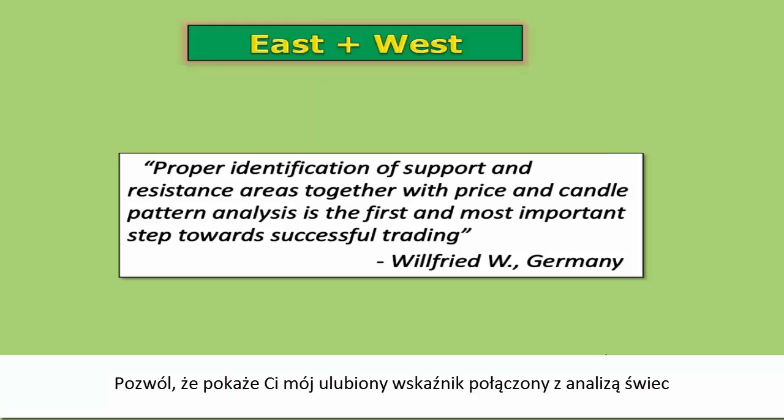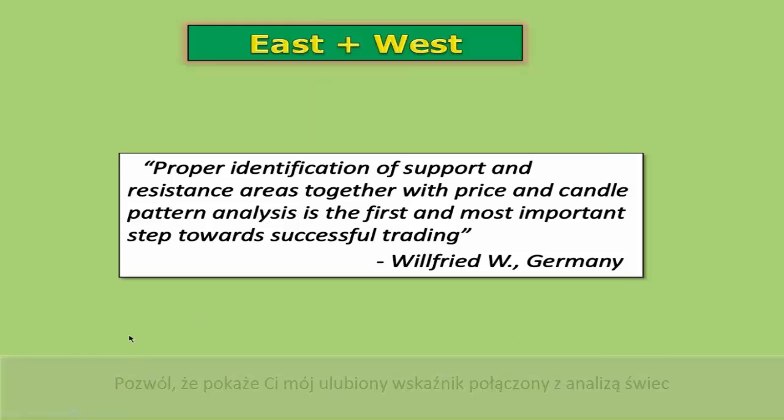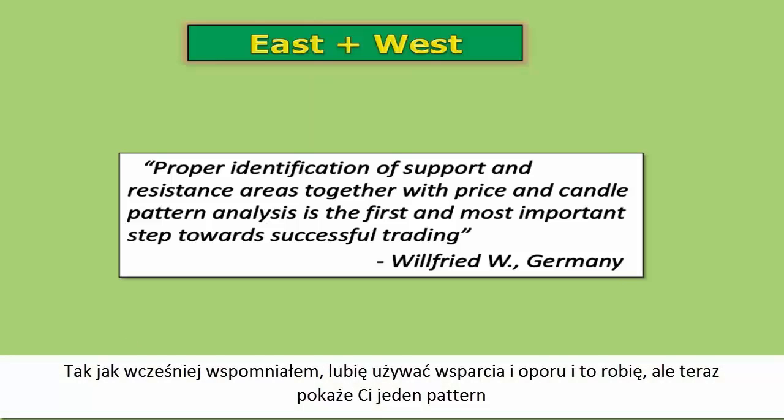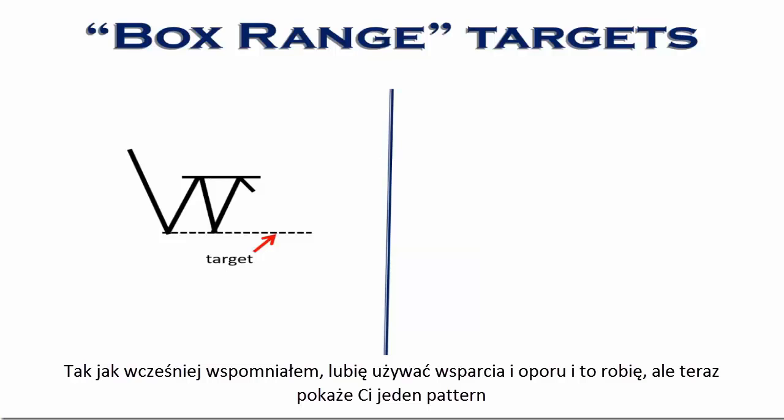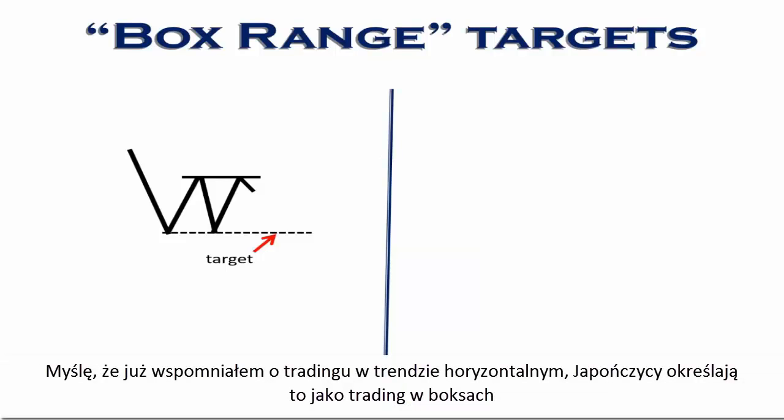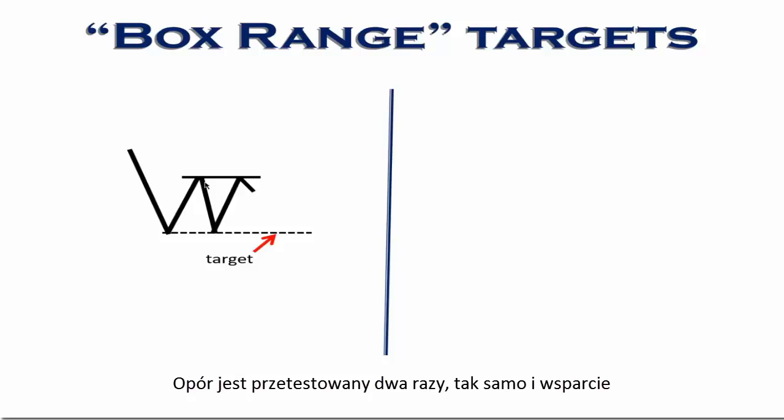So let me show you one of my favorite Western strategies in combination with candlesticks. Now, I had mentioned that I like just using prior support and resistance. Indeed, I do. But let me show you one of the patterns I like working with candles. The Japanese, as I think I mentioned in one of the other charts, call a lateral trading environment or trading zone a box range. So that's where resistance is tested twice and support is tested twice.